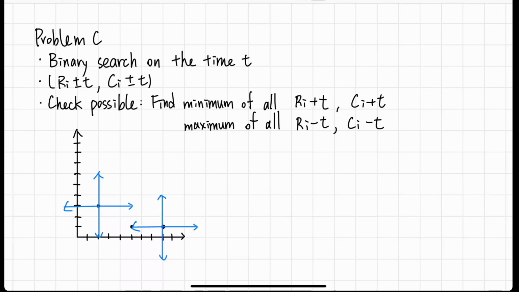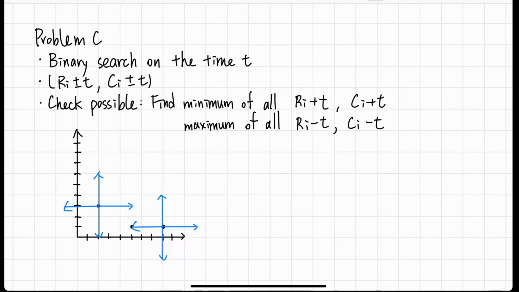And because for each person, their initial location is defined by (Ri, Ci), and they can move in all 8 adjacent directions for each unit of time, the resulting points after a certain time t would have an x position of Ri plus or minus t and a y position of Ci plus or minus t.